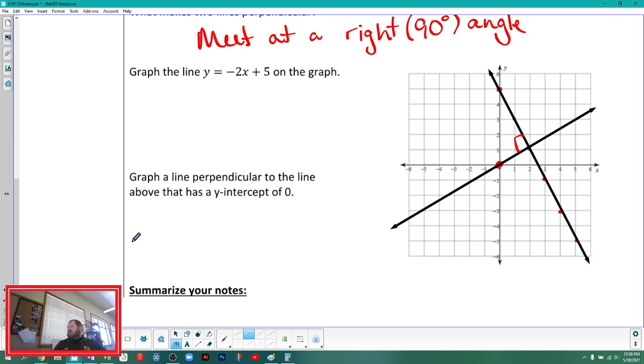As we continue through this, we're going to start looking at what it takes equation-wise for things to be parallel or perpendicular, and that's coming in the next couple days.